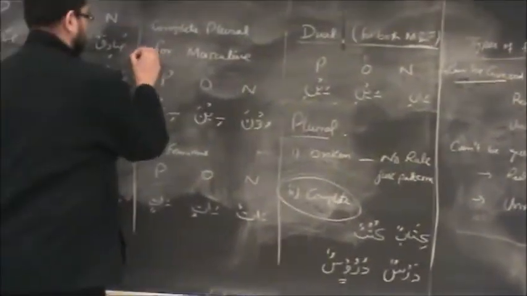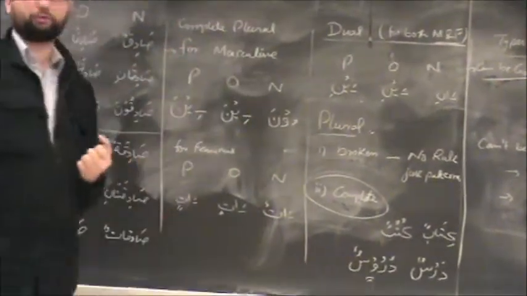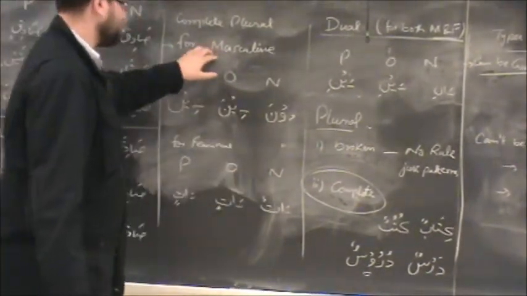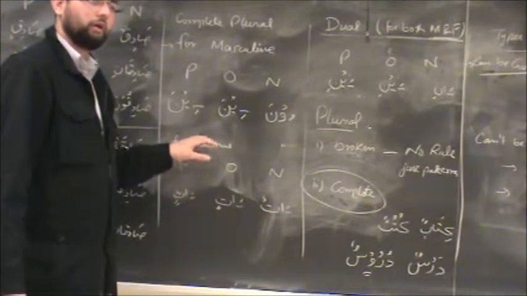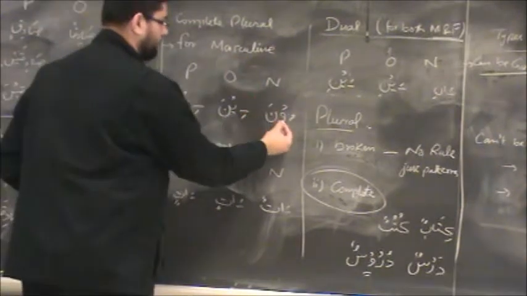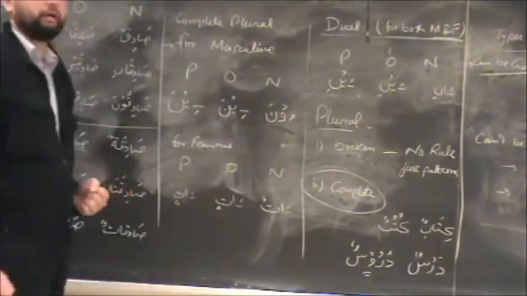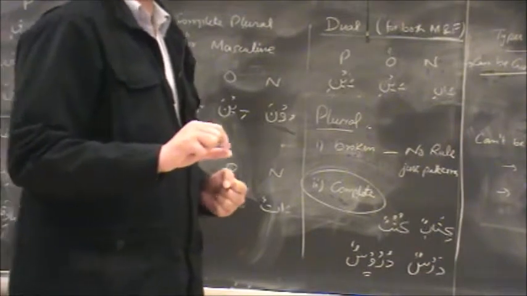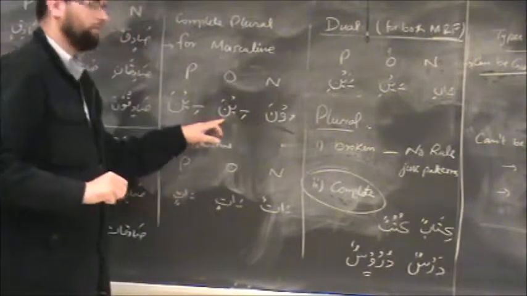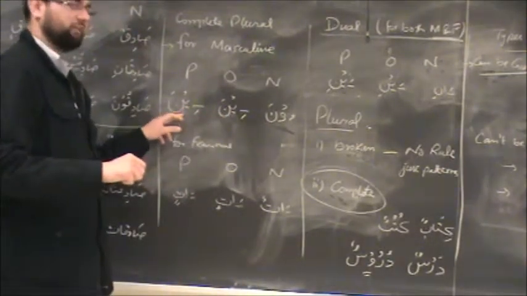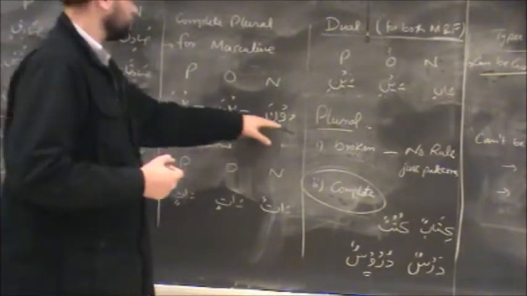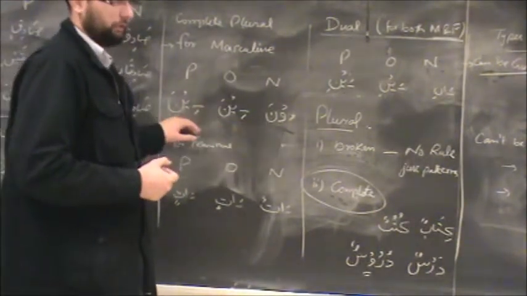And then we saw that the rules for complete plural, in which the singular word remains intact, the rule for masculine is different from the rules of feminine. For masculine, what you do is you append una at the end of the noun in nominative case. In objective case, it becomes ina, and then it remains ina in possessive case. So you will remember it as una, ina, ina.